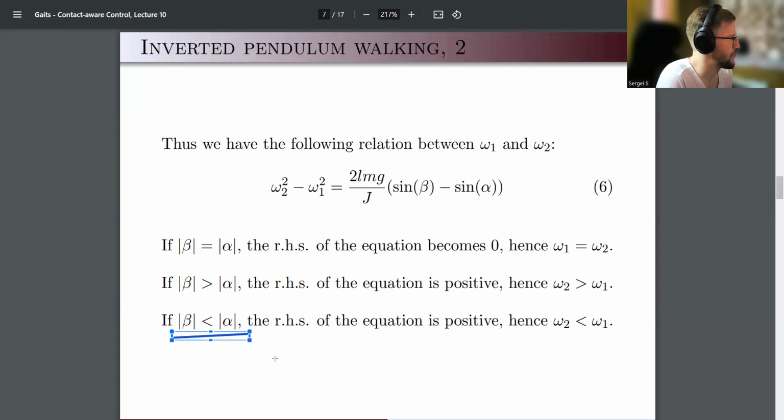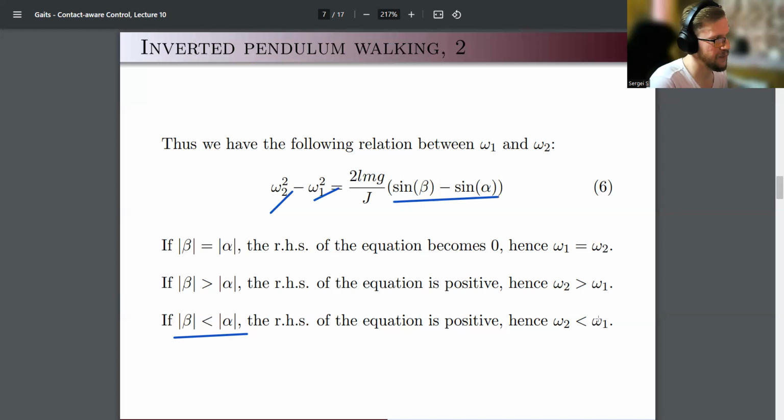And vice versa. If beta is less than alpha, then this would be a negative number, and this would have to be bigger than this. So what is important here is that there is a clear relation between the angle at the beginning of the support phase and the angle at the end of the support phase, which influences the difference in angular velocity at the beginning and at the end.